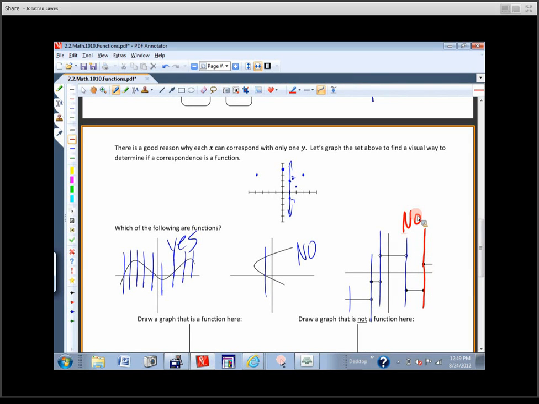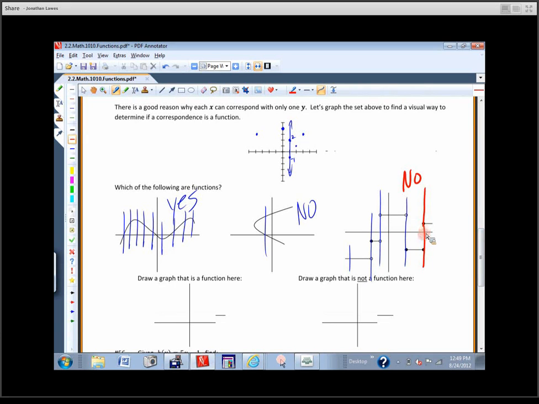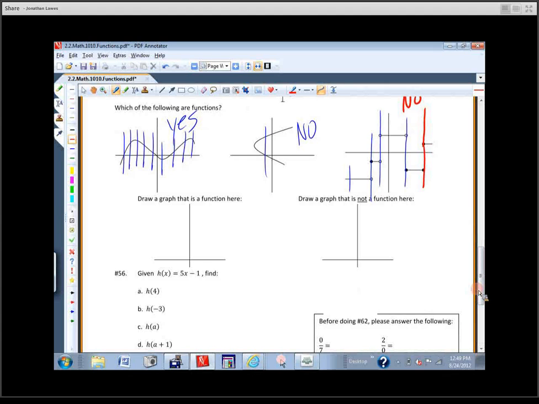Okay? That graph could not have come from a function, a consistent rule, because those 2 points are right on top of each other. If we went to this x value, we wouldn't know whether we're supposed to go up or down. So we can use that. We can sketch something that's a function and something that's not a function. So draw a function right here and draw something that's not a function right there. Don't just copy the ones above.